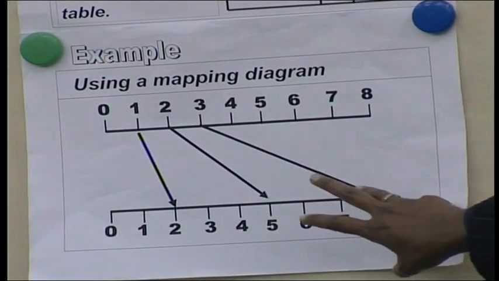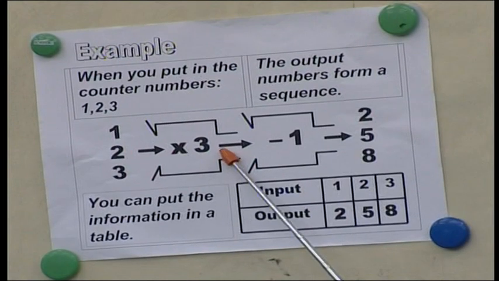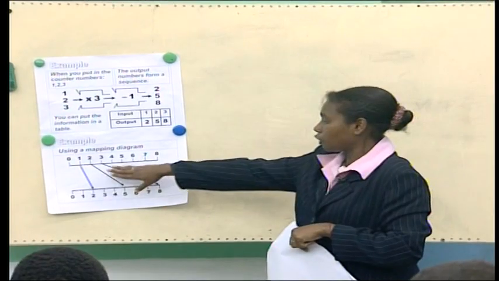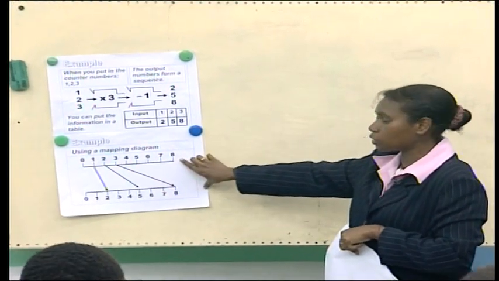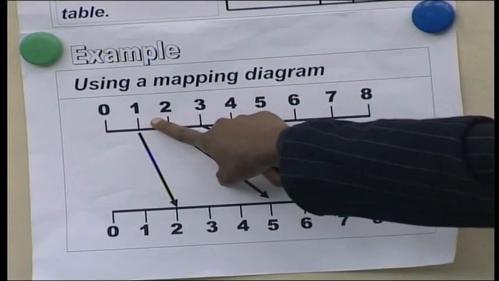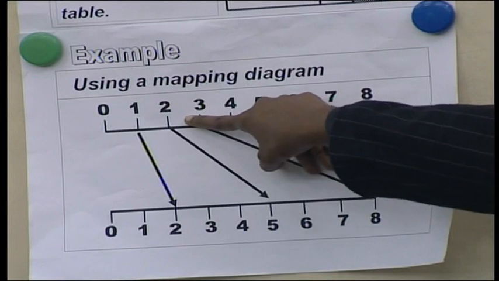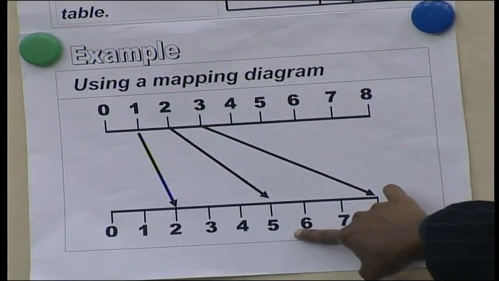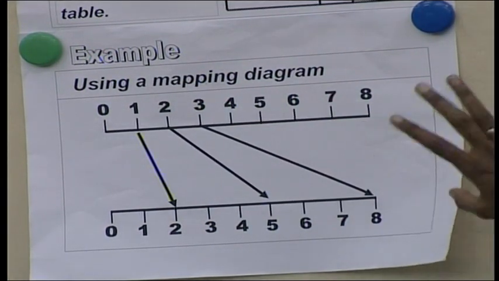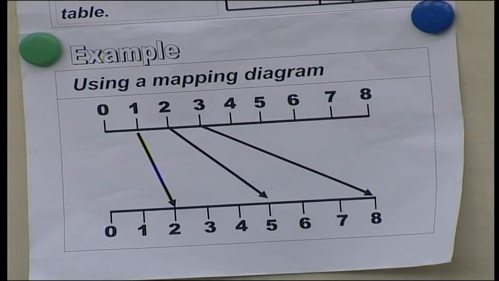So when you are using your function rule with the input, your function rule here is you have to multiply by 3 and you subtract 1. Your arrow should be pointing from your input to your output as your result. So 1 as your input, the output is 2. 2 as your input, the output is 5. 3 as your input, your output would be 8. That is when you are putting your results using a mapping diagram.